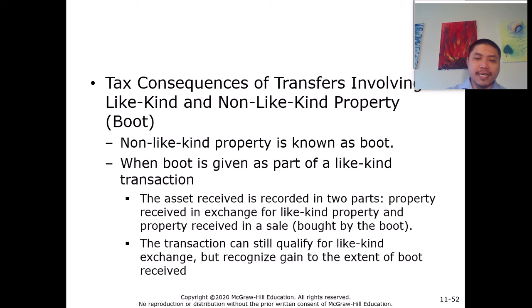In a transaction that involves both like-kind properties and other non-like-kind properties, we call the non-like-kind properties boot. And don't ask me why they call it boot, because I don't really know. If you know, you can tell me, but I don't. Just call it boot.